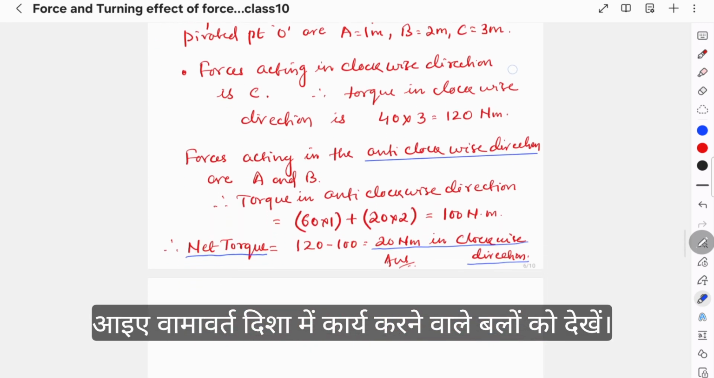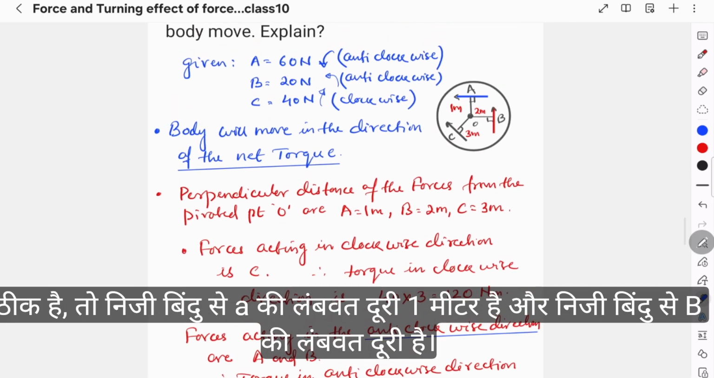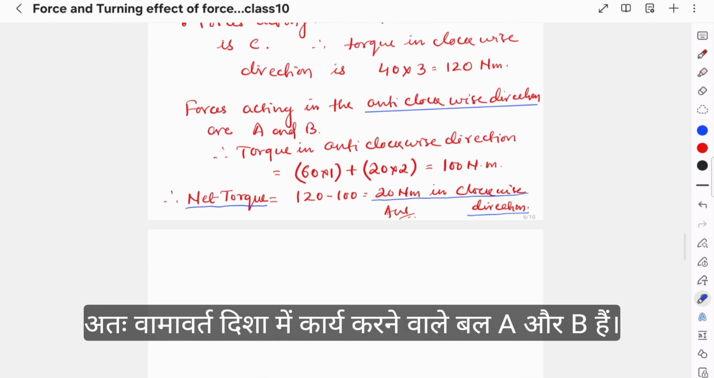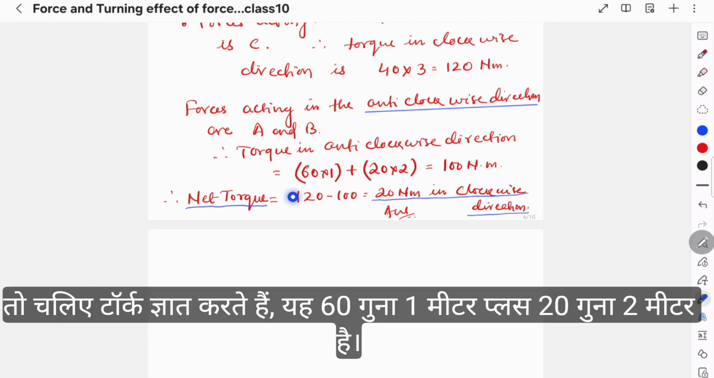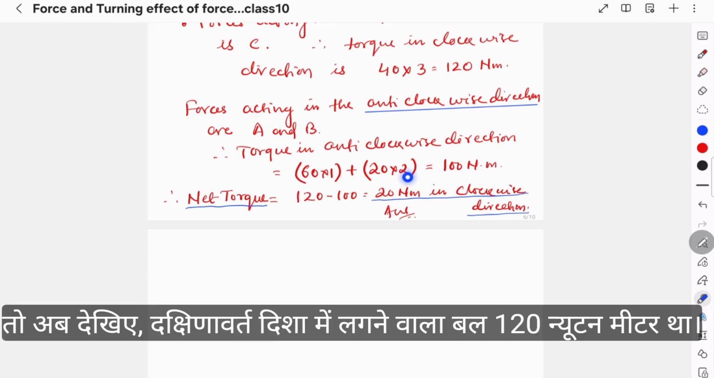Now let's see the forces acting in the anti-clockwise direction. The forces acting in the anti-clockwise direction are force A and B. Okay, so the perpendicular distance of A from the pivot point is 1 meter, and the perpendicular distance of B from the pivot point is 2 meters. So the forces acting in the anti-clockwise direction are A and B. So let us find the torque. So this is 60 into 1 meter plus 20 into 2 meters. That is 100 Newton meter.